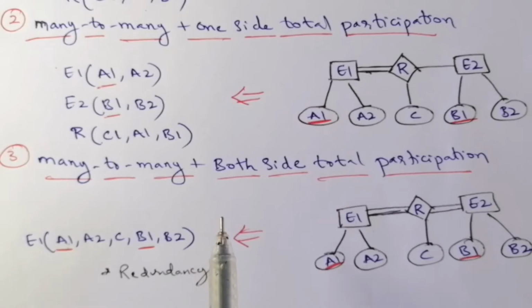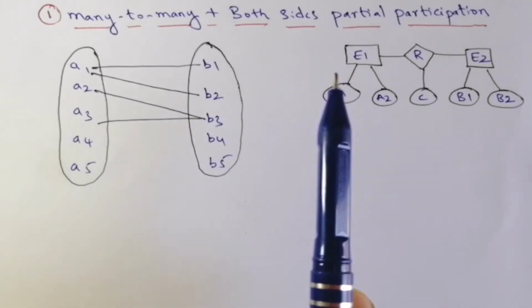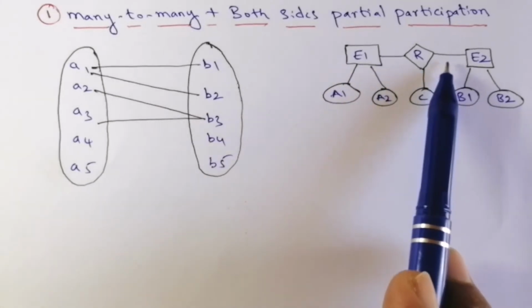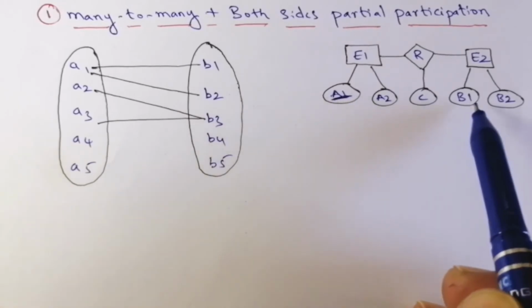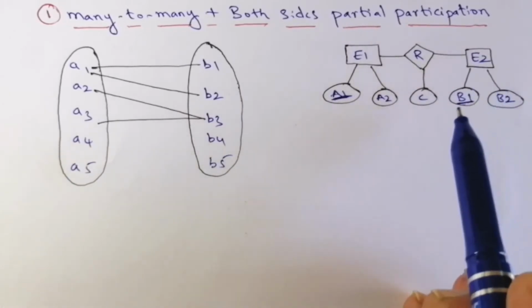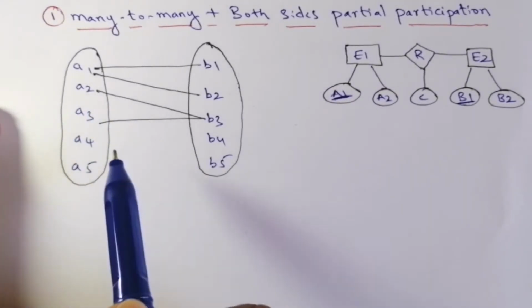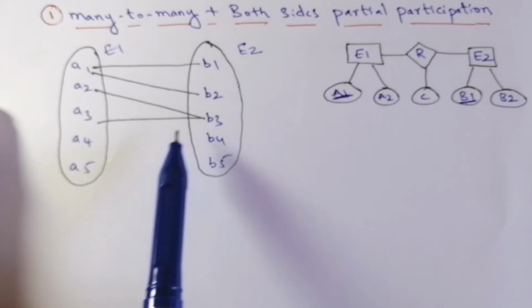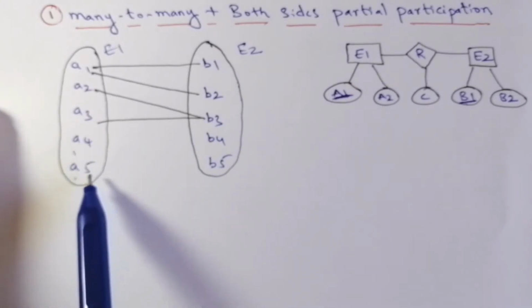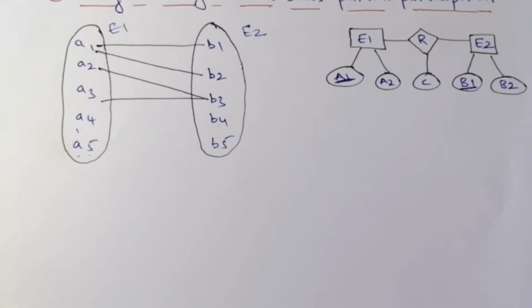Now we are going to discuss how these three cases originate. This is the first case, many-to-many with partial participation on both sides. A1 is the primary key of E1, and B1 is the primary key of E2. Here we have taken A1 for entity set E1, and this is for entity set E2. We have partial participation: A4 and A5 are not involved, and on this side B4 and B5 are not involved. So this is the case.